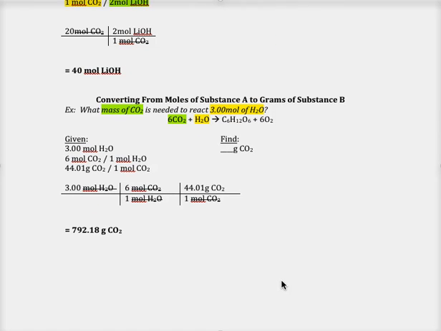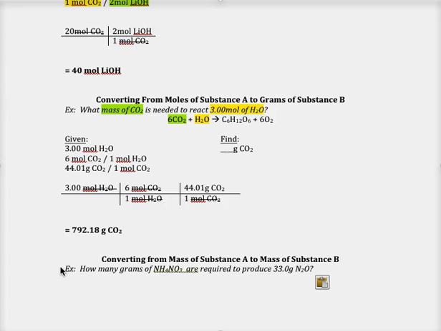All right, one more example, and then we'll call it a day. How do we now convert? We've practiced converting from moles of A to moles of B. We've practiced converting from moles of A to grams of B. Now can we convert from grams of A to grams of B? This is a little bit longer. It's only going to be one extra step.